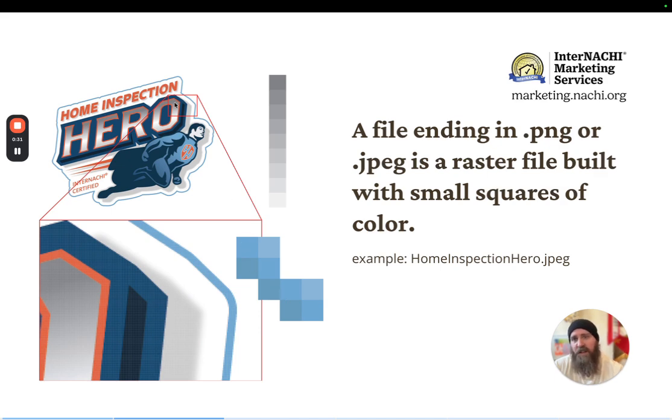And with effects like the fade in Hero here, it's a bunch of individual pixels stacked to fade in and out of this lighter color that gives you that effect. So an example of this file format and how it would be named would be Home Inspection Hero.jpg or .png.